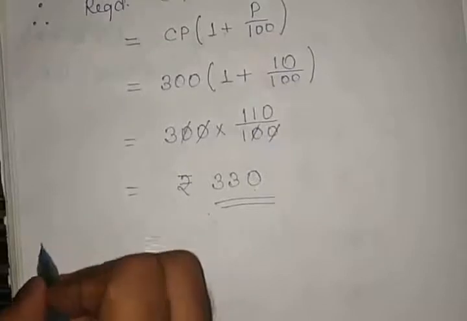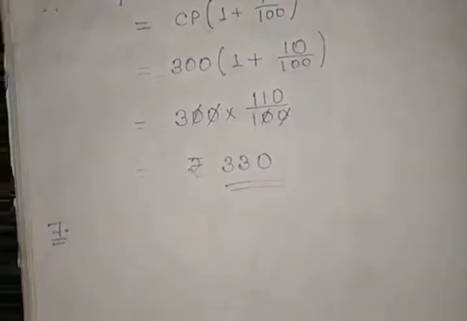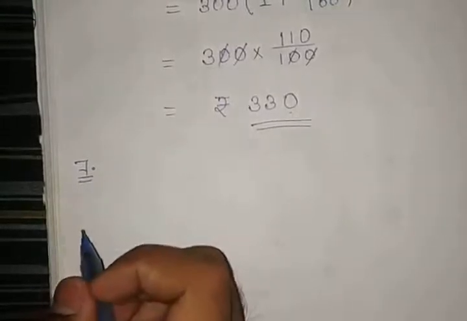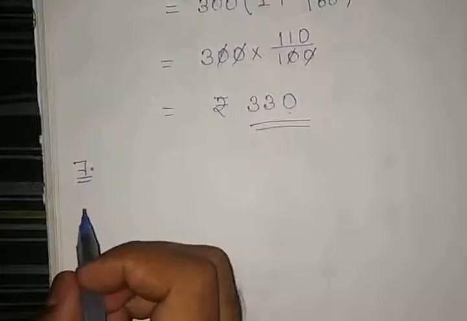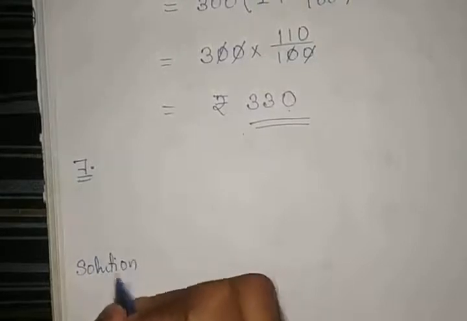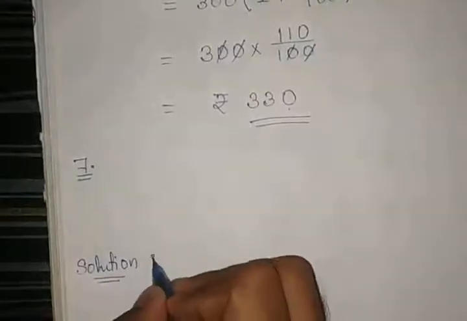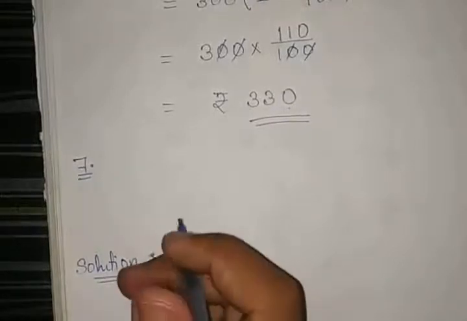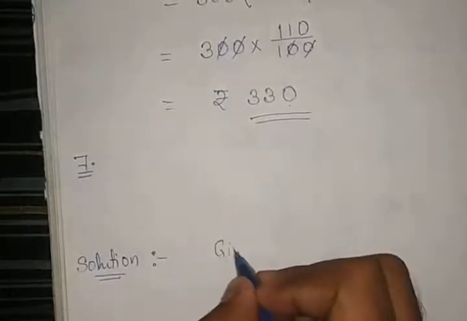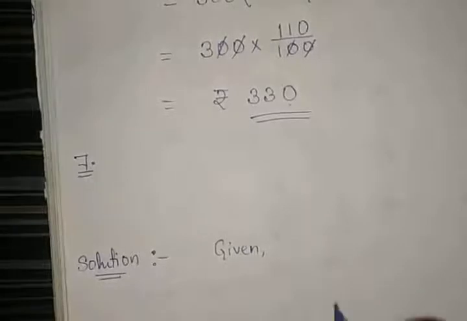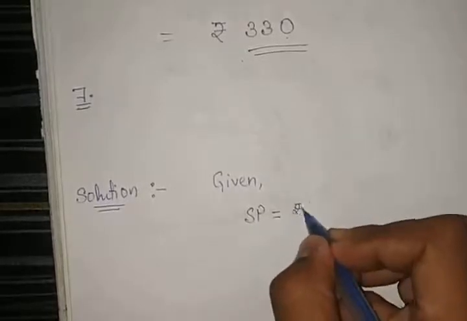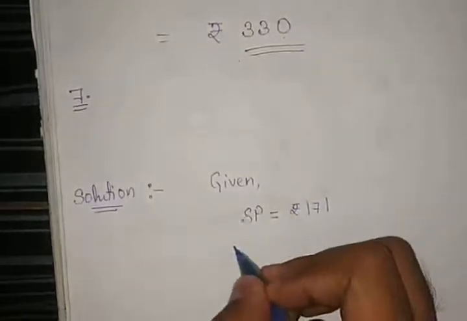Let's see question number 7, the next one. Question number 7 says that by selling an article for rupees 171, Suresh gains 10%. At what price should he sell it to gain 20%? Means Suresh has sold a thing for rupees 171 and he has gained 10%. Now what should be the price at which he should sell to gain 20%? Then here again, what is given? We have been given the selling price. The selling price given to us is rupees 171 and the profit percent is given.